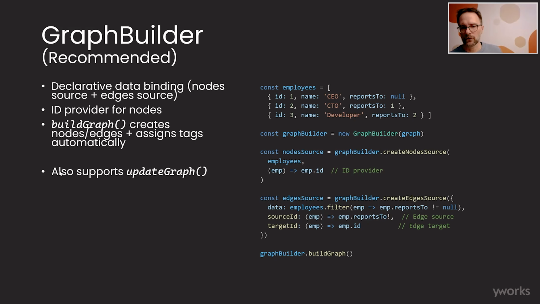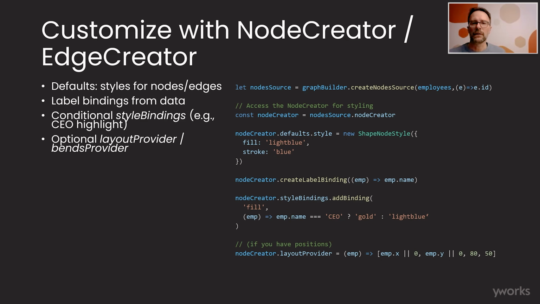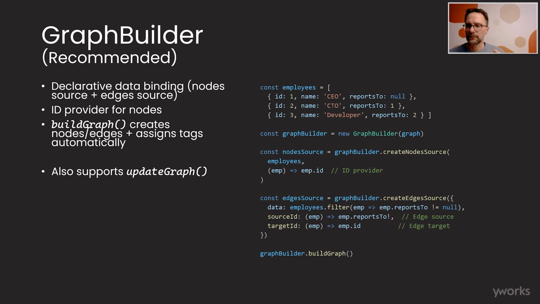That last point here is crucial. For example, if you have incremental changes in your data, you can simply change your data source, add more objects to your employees array above here, and simply call updateGraph again, and then yFiles will automatically apply the change and add the new elements, remove old ones, while keeping the changes that you did or that your users did with the previous iteration of the graph.